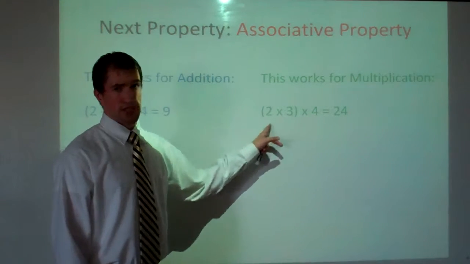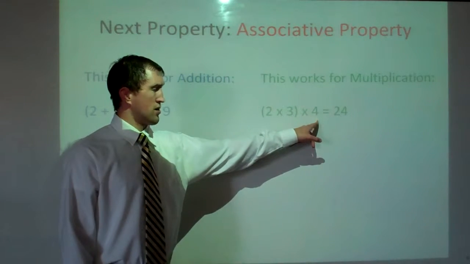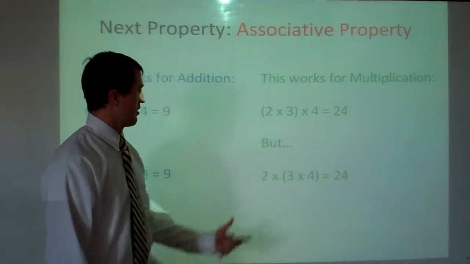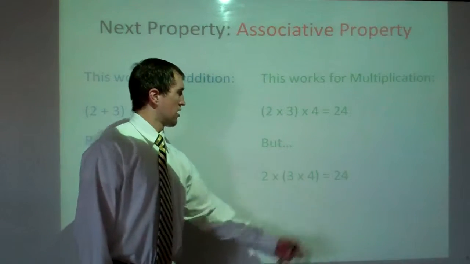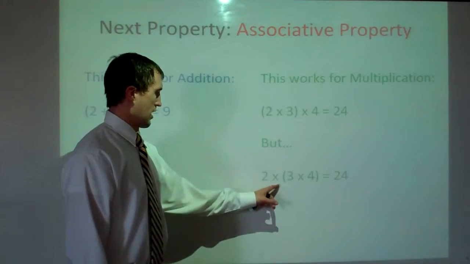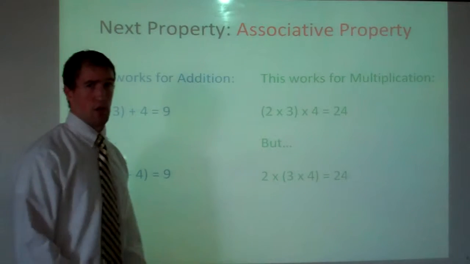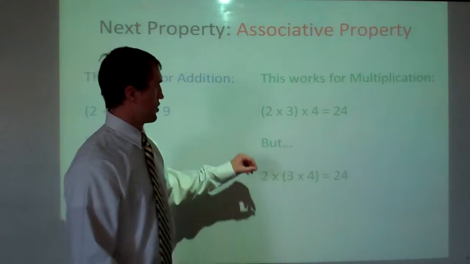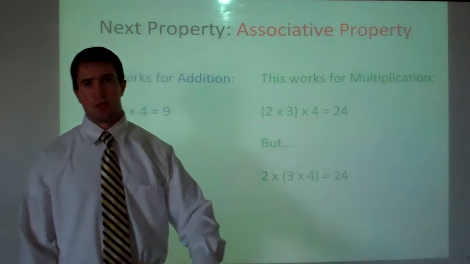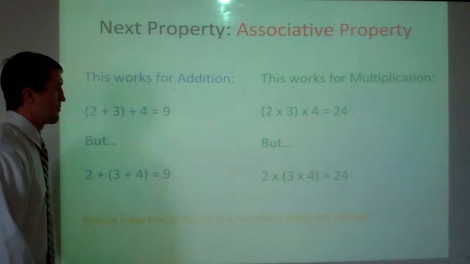We have to do this first. 2 times 3, we get 6. Times 4 gives us 24. Now if we shift our parentheses over from here to here, we do 3 times 4, we have 12. Times 2, we still get 24. Alright? And once again, notice that the order did not change with the numbers. 2, 3, 4. The only thing that changed is where we put our parentheses. We still got the same answer.